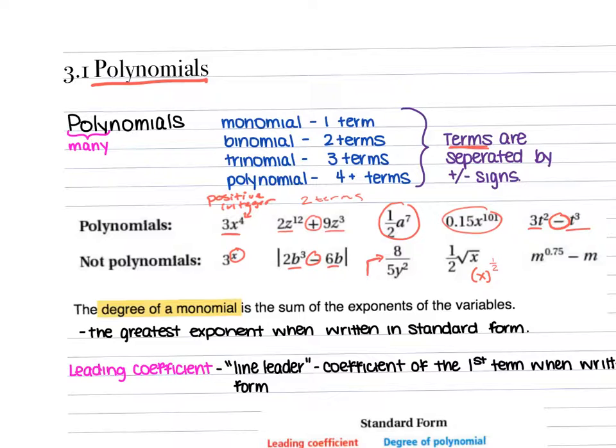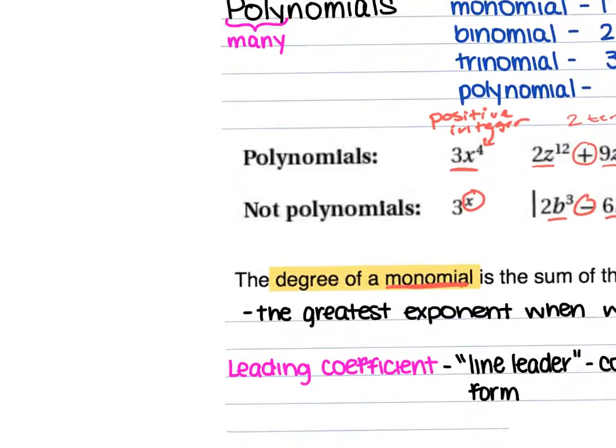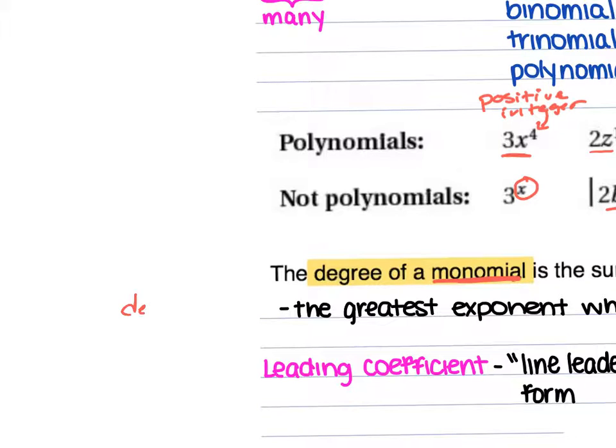So we're going to look at the degree of a monomial and the degree of a polynomial. So this is the degree of a polynomial.